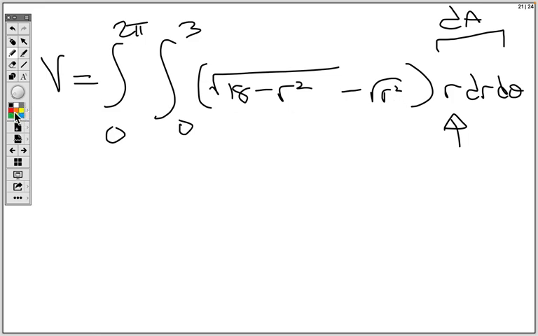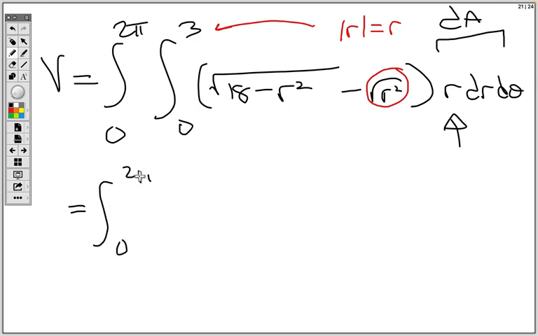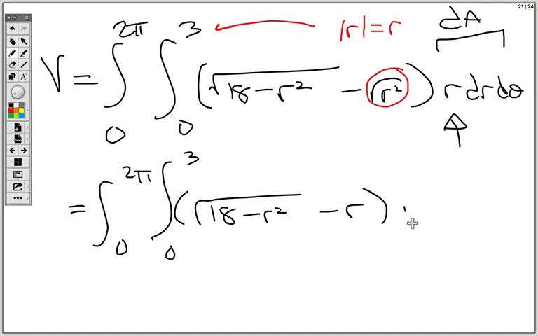And once again, the square root of r squared, that's the absolute value of r. But look at r, it's always positive, or always bigger than or equal to 0, I should say. So I can simplify that to r. So I would have square root of 18 minus r squared minus r dr d theta.